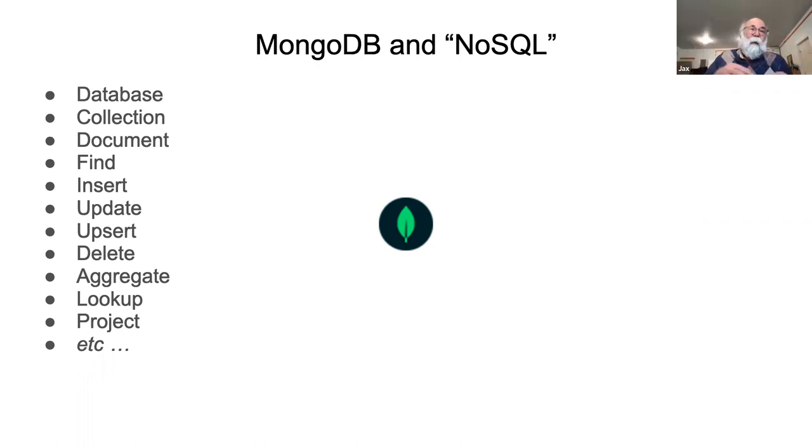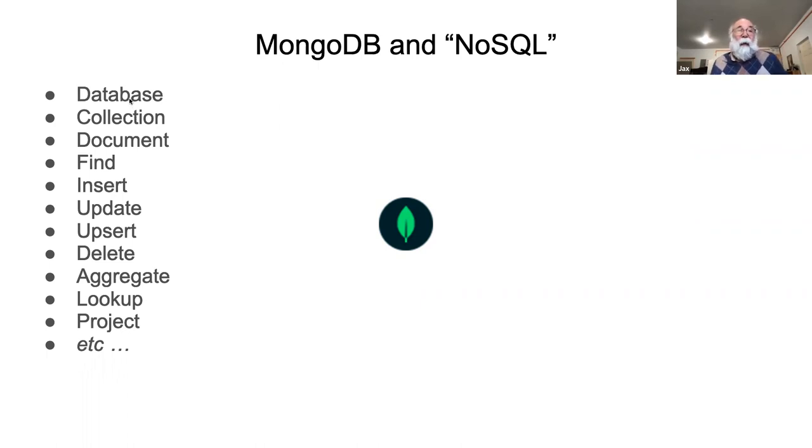And you have the normal operations, they call them CRUD operations: create, read, update, delete. They have find, insert, update, upsert, delete, aggregate, lookup, project. They have all kinds of wonderful operators in MongoDB, and we'll look a little bit more at some of these as we proceed.